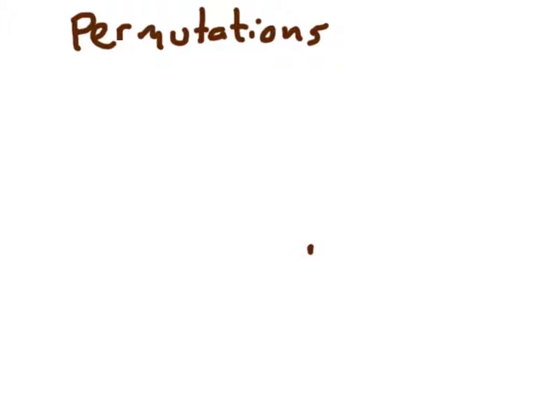This is the third video on counting, and we're going to continue with our talk about permutations. Except this time we're going to change it up a little bit and say we're running a race, okay? Here we go. We're running a race.